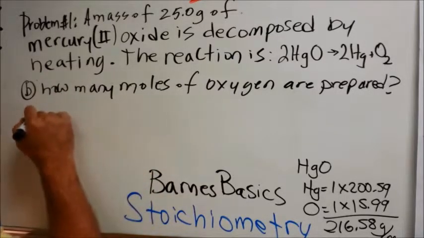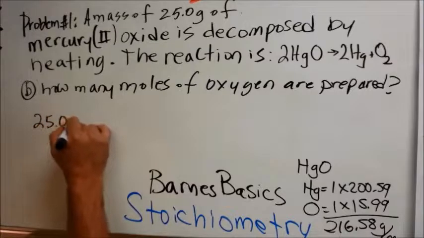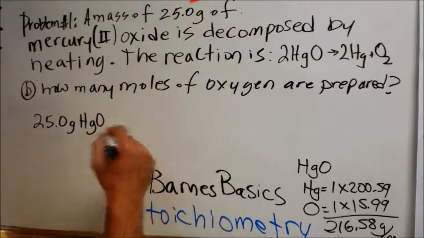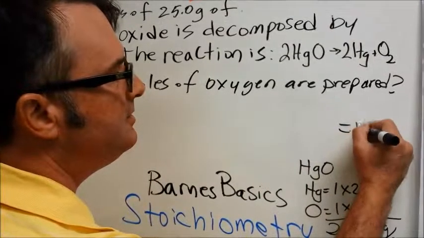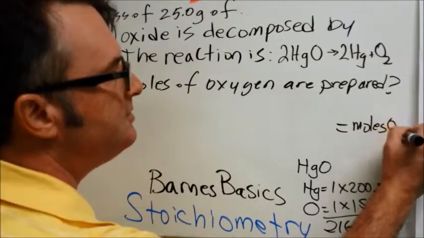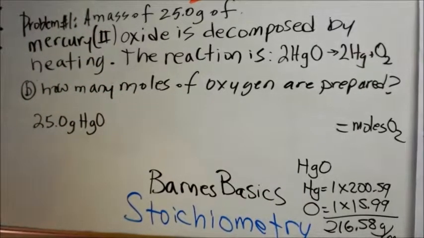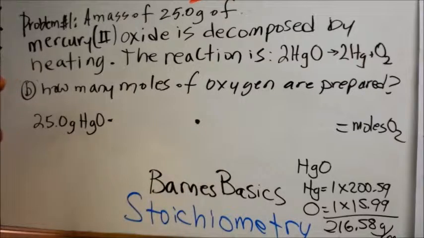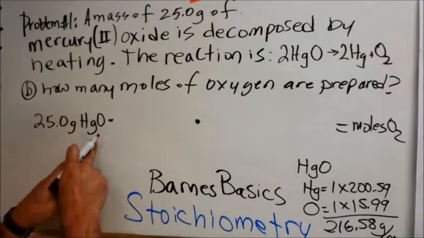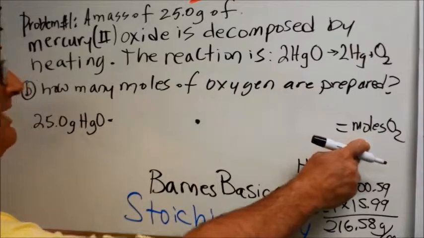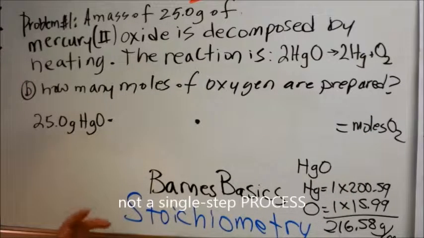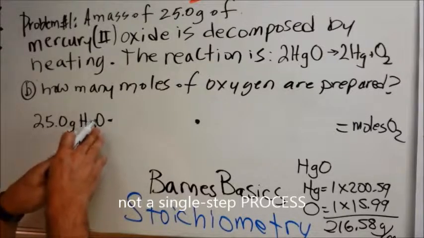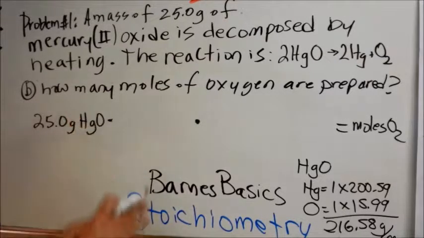So in this case, we're given 25.0 grams of mercury oxide. We're asked to find moles of oxygen. So let's put moles of O2 on the right. This gets a little bit trickier. If we're going to go from grams of mercury oxide to moles of something else, this is not a single step reaction.